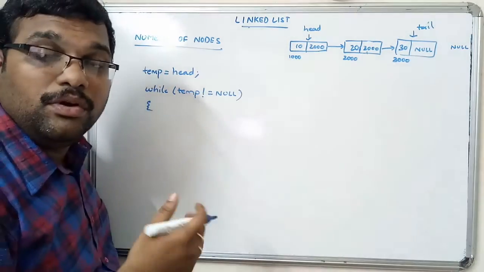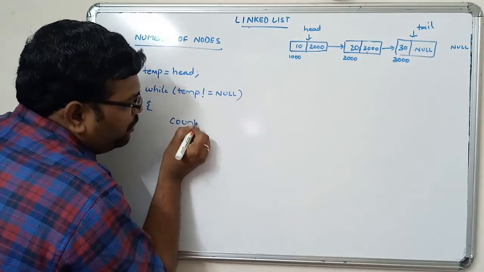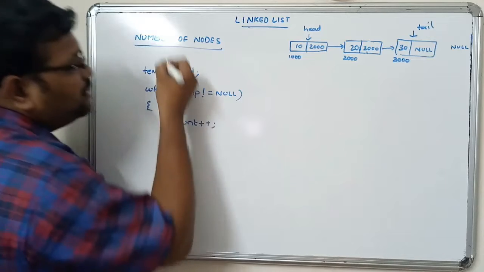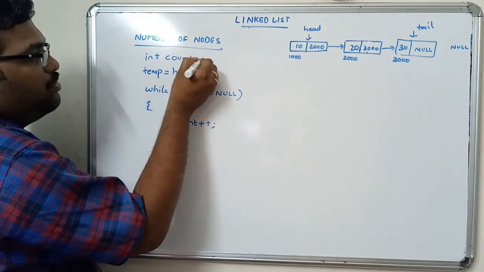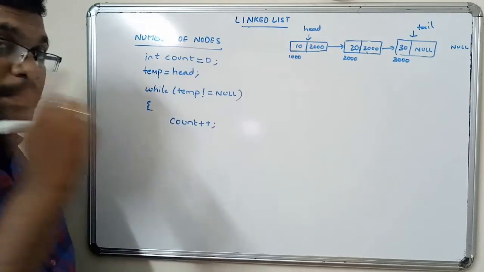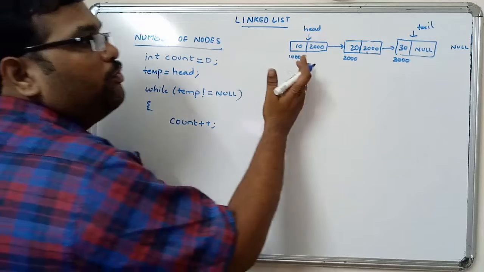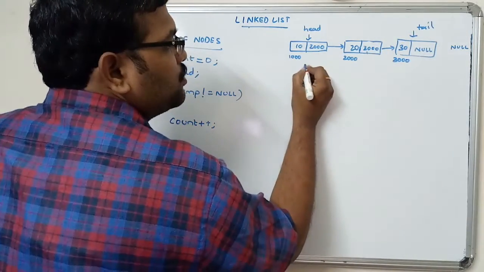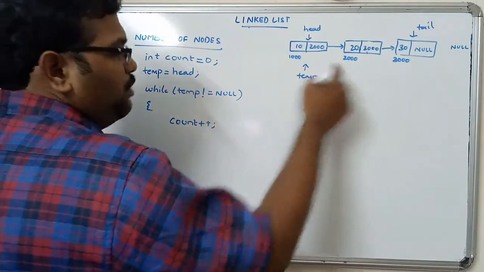So what we have to do? We have to count the number of nodes. So let us take the count variable, count plus plus. Initially take a count with a 0. Int count is equal to 0. Count plus plus, so one count will be incremented. Now we have to move from the first node to the second node. So this is a temp, right? Now we have to move this to this one.